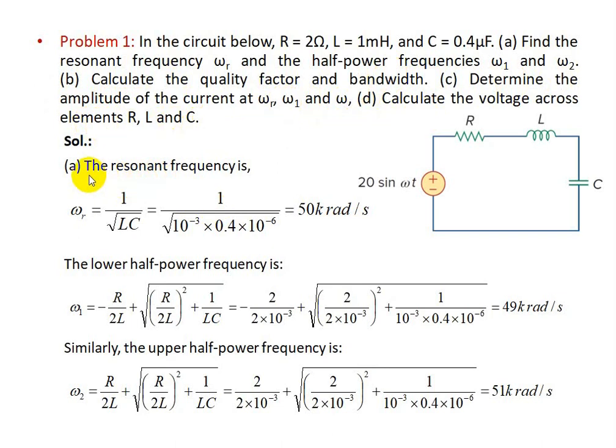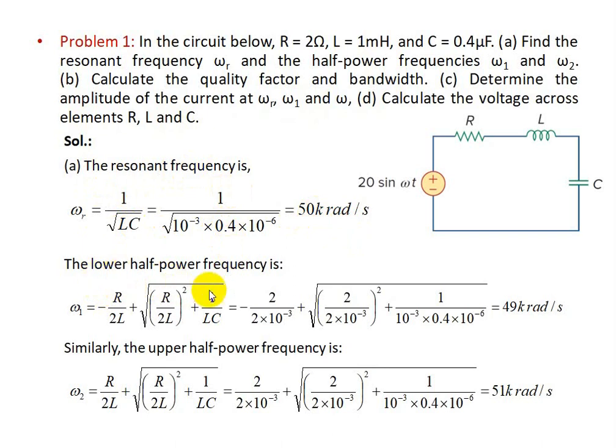So part A, we have to find out the resonant frequency omega R. It is given by the formula 1 by under root LC. So L is given as 1 millihenry, C is 0.4 microfarad. Substitute the values. We find omega R is 50 kilo radians per second.